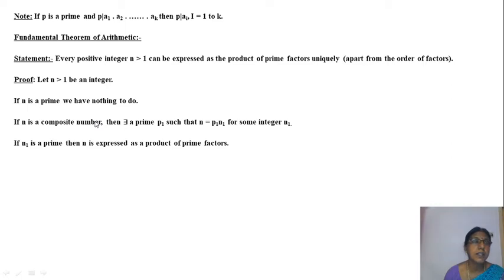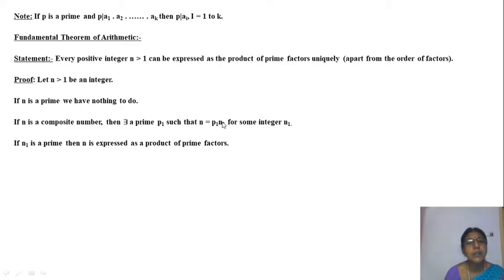Composite number means it's not a prime number. If n is a composite number, then it can be written as a product of numbers. It has so many factors, more than 2 factors at least. If n is prime itself, there is nothing to do. If it is not prime, that means n is a composite number, then there exists a prime p1 such that n is equal to p1 into n1 for some integer n1. Here p1 is prime and n1 is any integer.